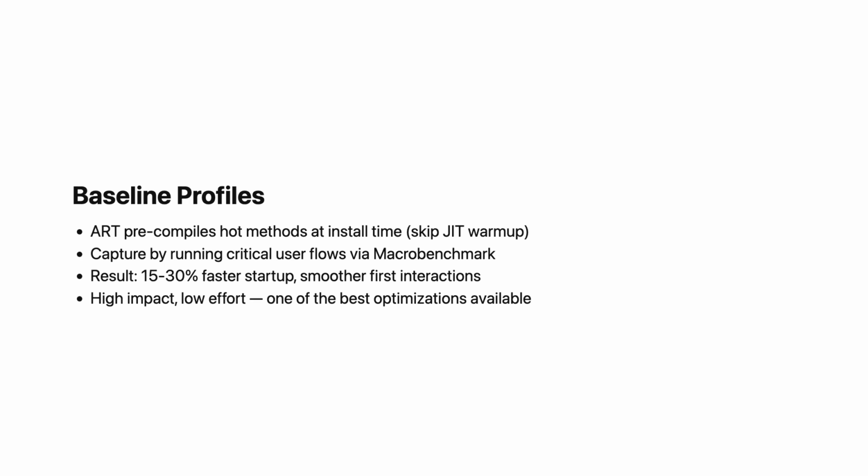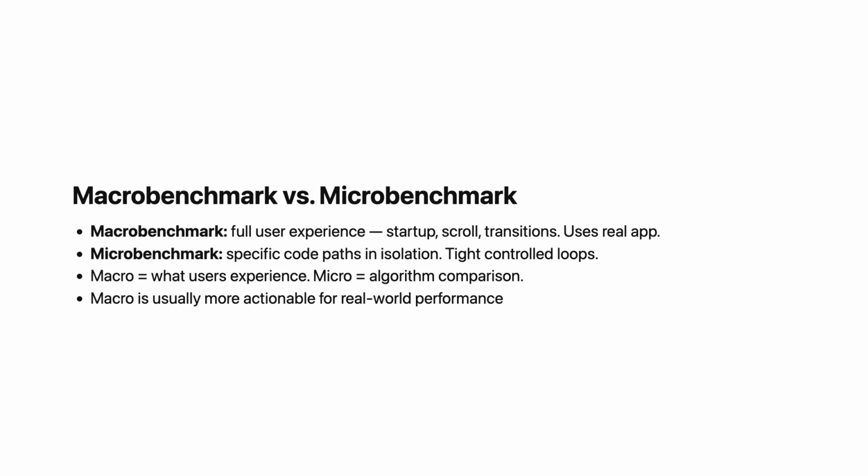Android offers two benchmarking libraries, and they serve different purposes. Macrobenchmark measures full user experiences: app startup time, scroll performance, screen transitions. It launches your real app, performs real user interactions using UI Automator, and measures real metrics like time to first frame and frame durations. This is what you use for overall performance validation.